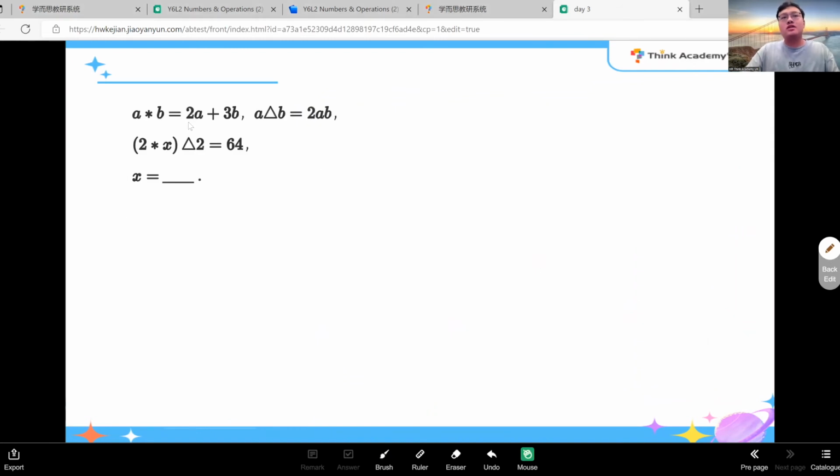So for this one, we got 2 different operations that are defined. So A star B equals to 2 times A plus 3 times by B. And A triangle B means 2 times AB. And we are asked to find the answer of this question. So 2 minutes, everyone, think about it. What do you get?